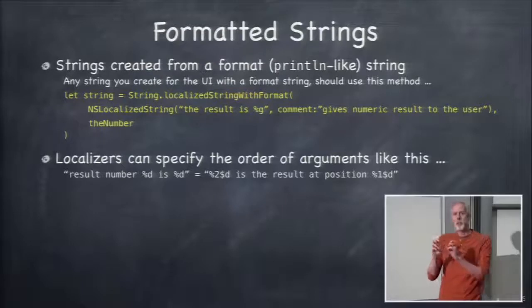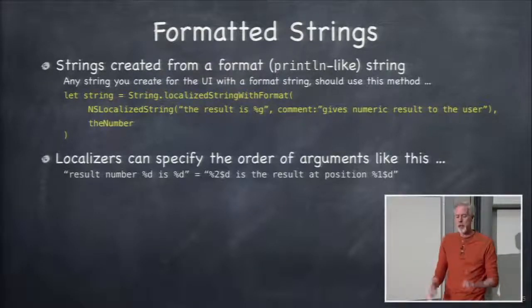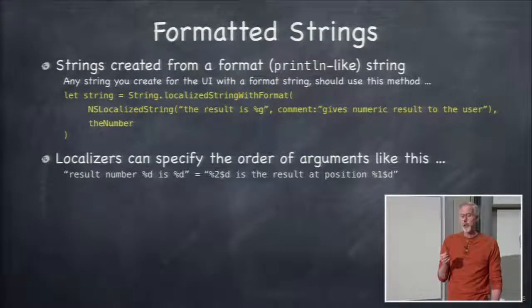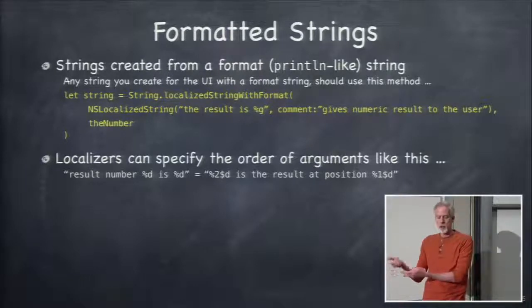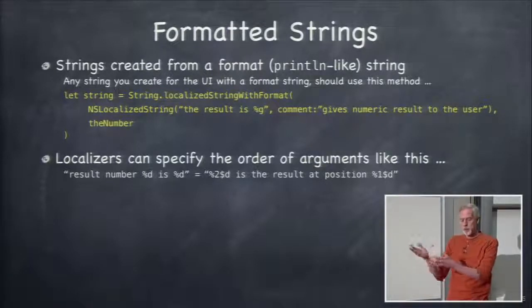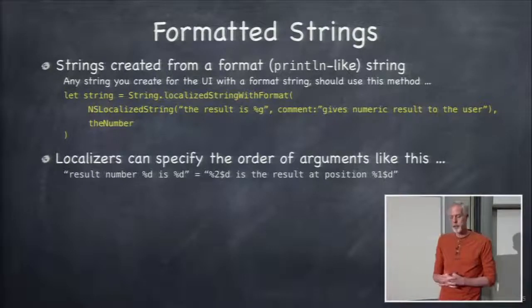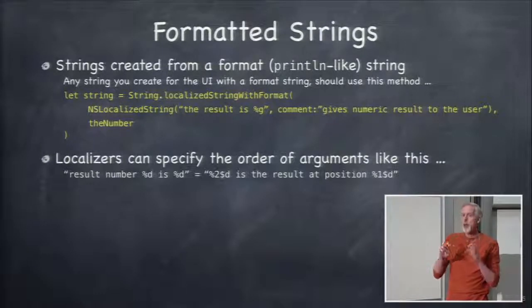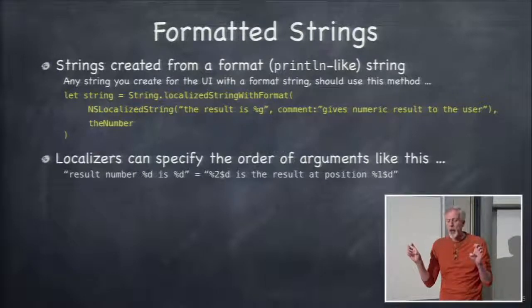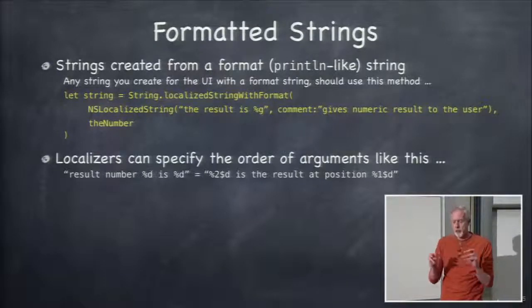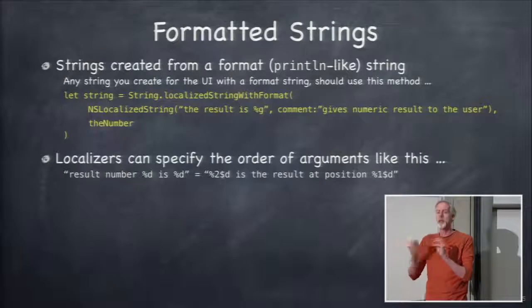All right? Now, if you use a format string, like this one, the result is %G, or the result is %D, okay? So you're using a format string. You're going to want to use this string class method called localizedStringWithFormat to create a string from it. So, it takes var args at the end for all the %Ds or %Gs or whatever's in the string. And you would want that format string to also be NSLocalizedString, okay, because the words in there, the result is, those need to be translated as well.